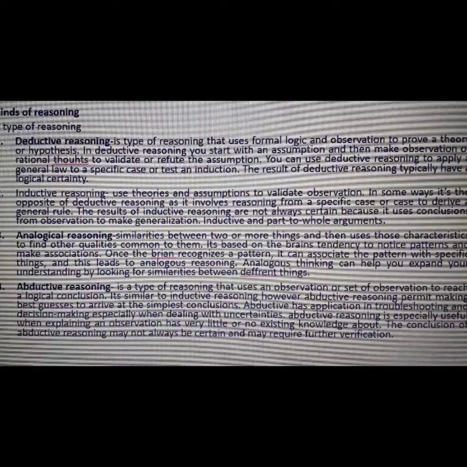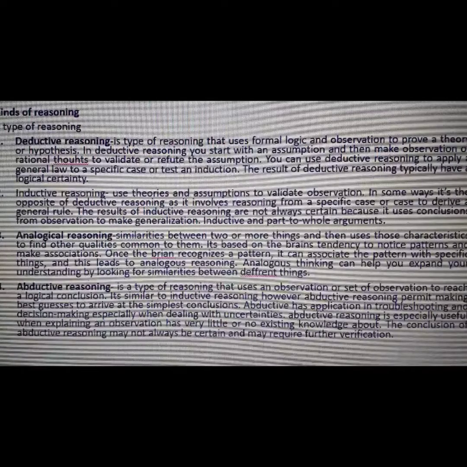In deductive reasoning, you start with a hypothesis and then make observations or deductive thoughts to validate or refute the supposition. You can use deductive reasoning to apply a general law to a specific case or test a deduction. The result of deductive reasoning typically has a logical certainty. Number 2, in deductive reasoning, use theories and suppositions to evaluate observations.